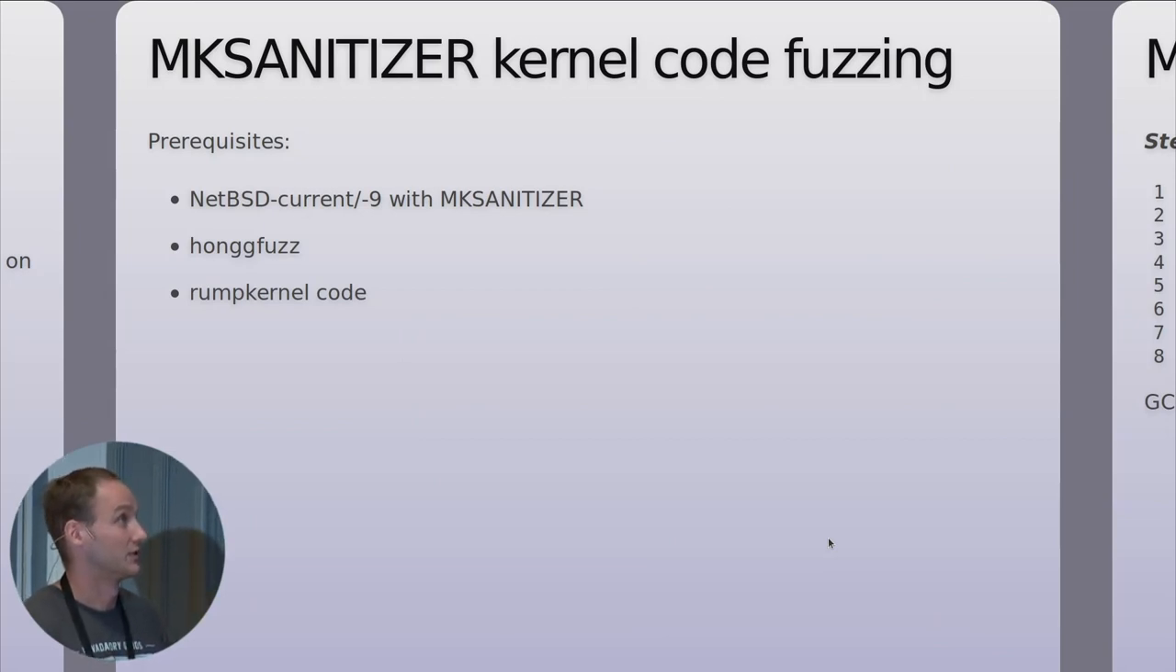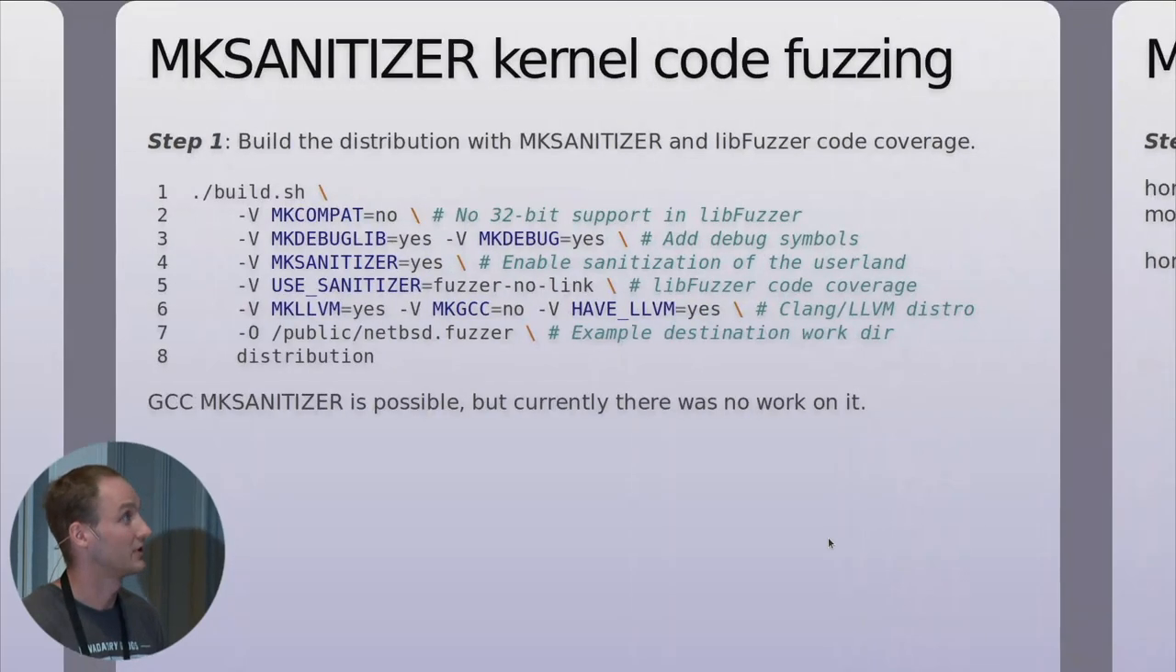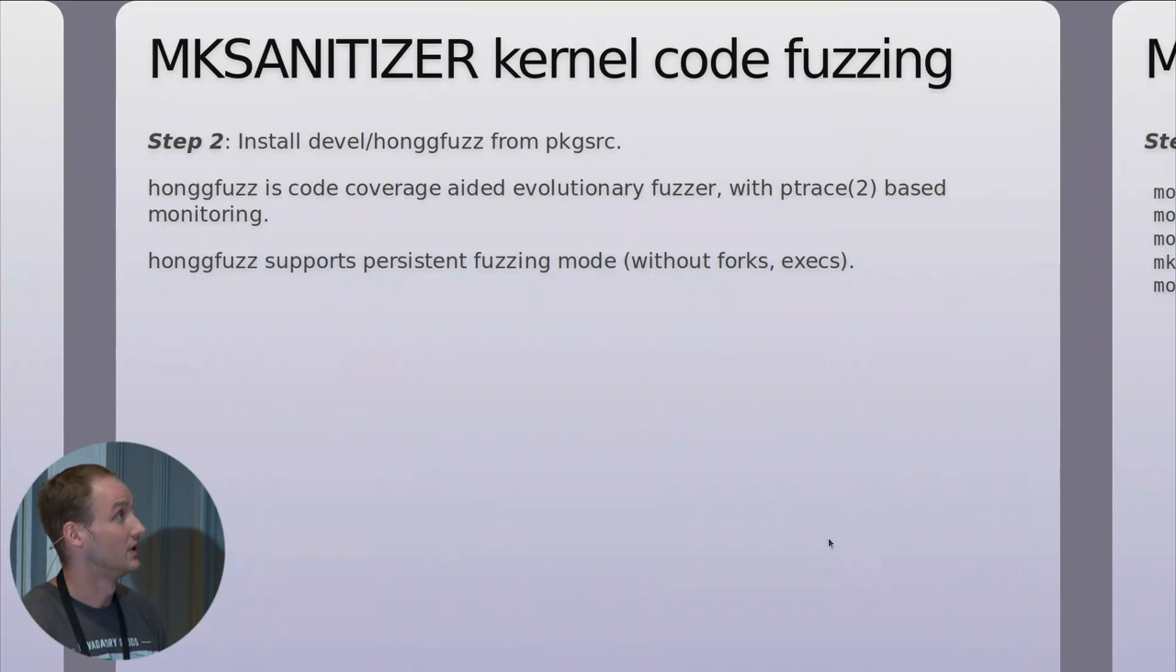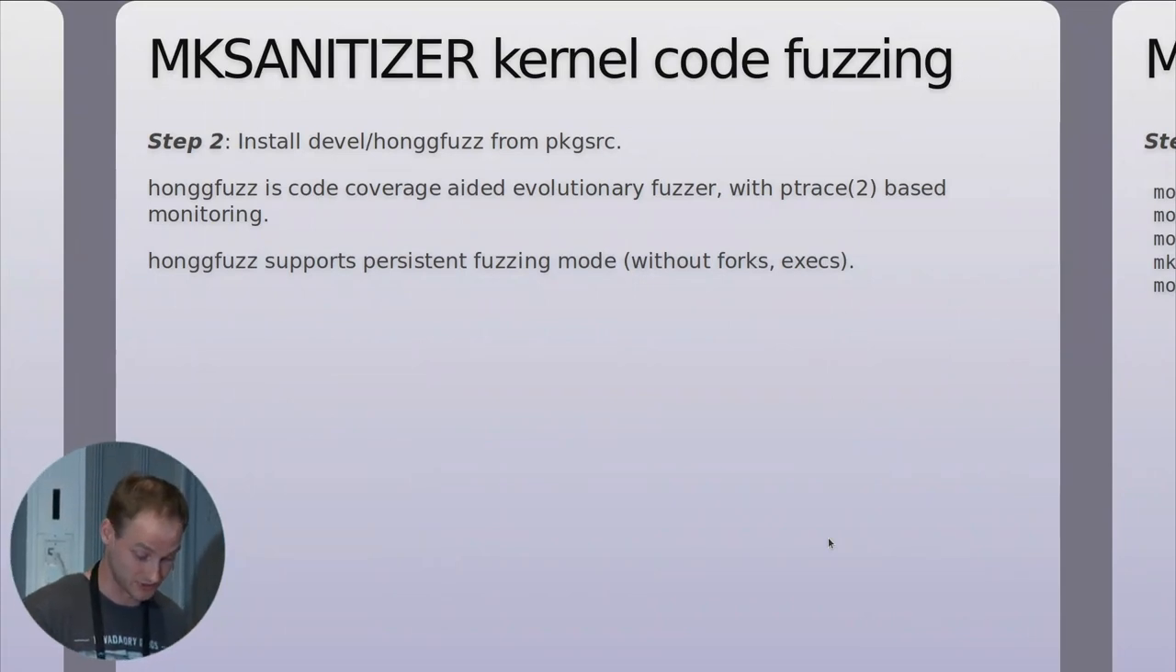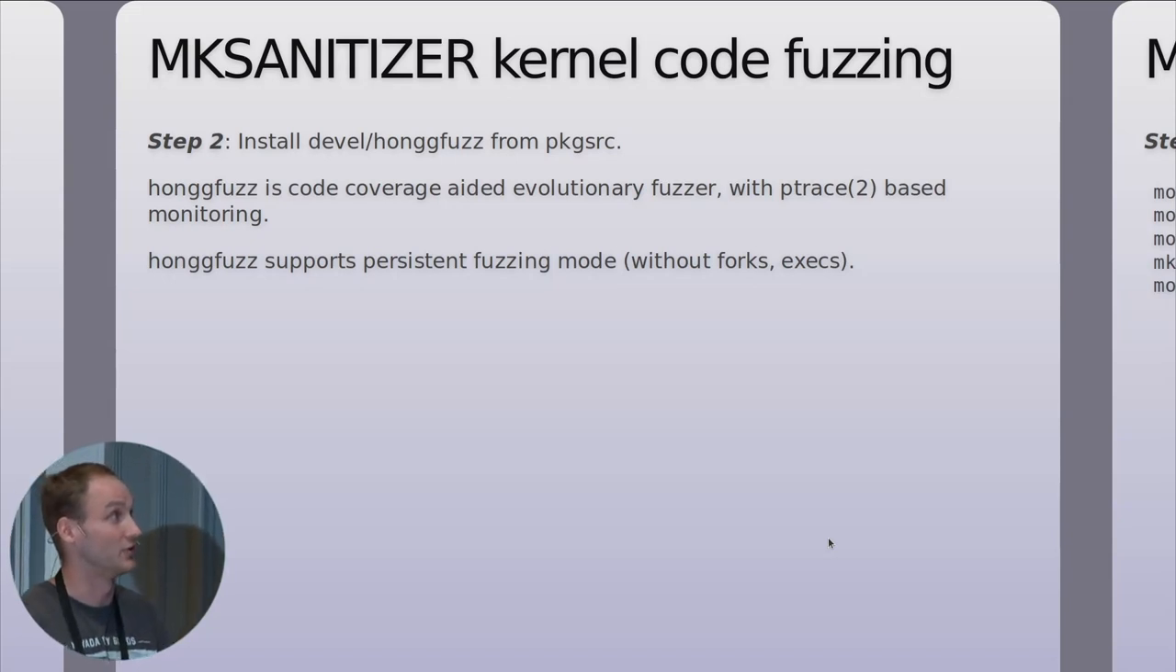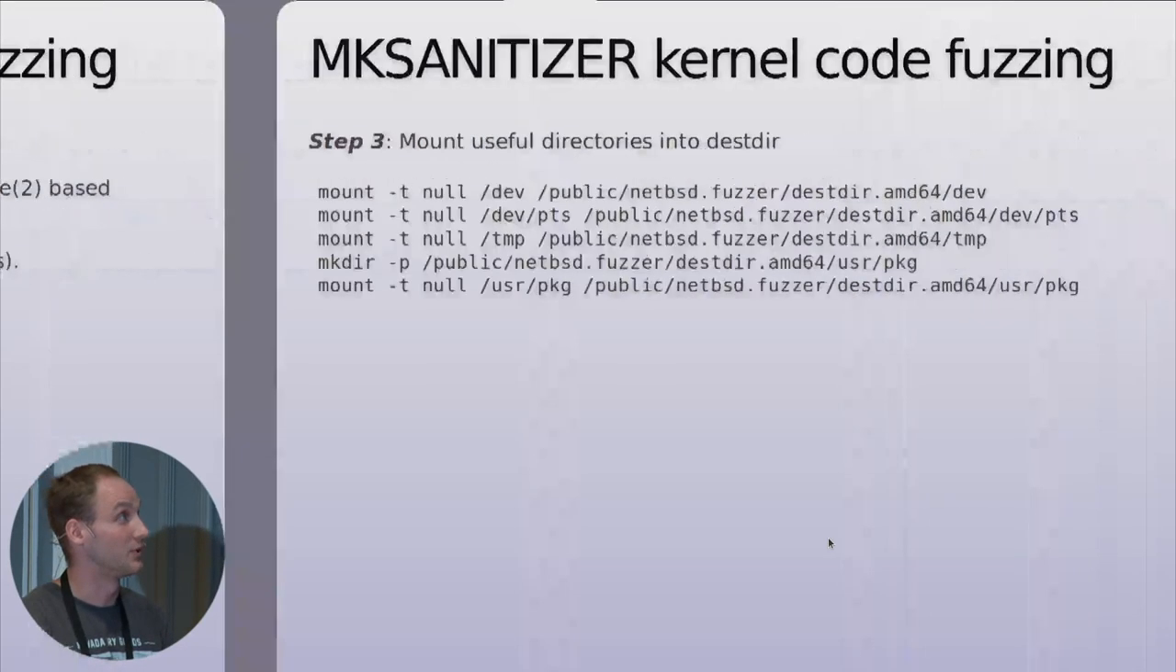So then we can also take a look at fuzzing the kernel code inside the user space. So this is the RUMP kernel fuzzing. Here people also use the honggfuzz together with RUMP kernel. So this is the way how you build MK Sanitizer. Nothing special here. You install the honggfuzz. Honggfuzz is a little bit more complicated project than something that it just shows you in the terminal. So we need to spend a little bit more time to configure it properly.